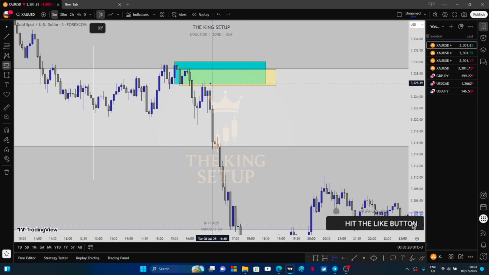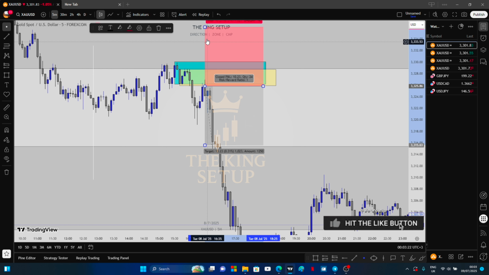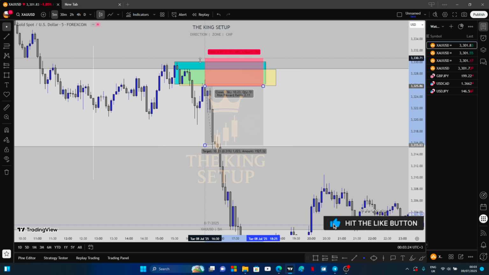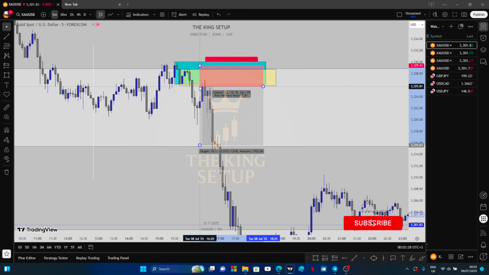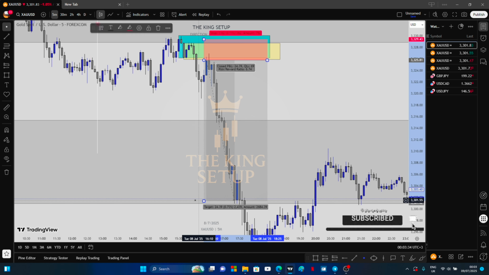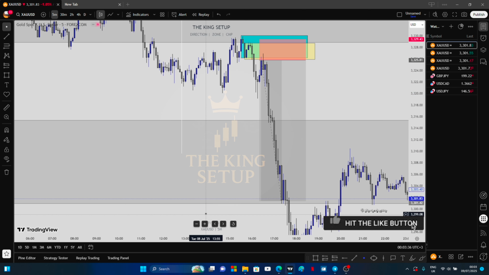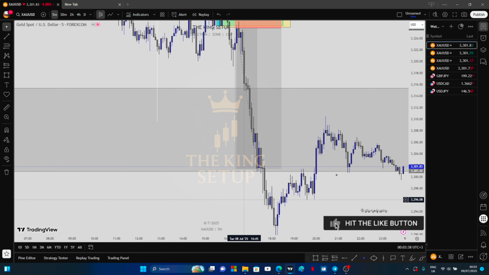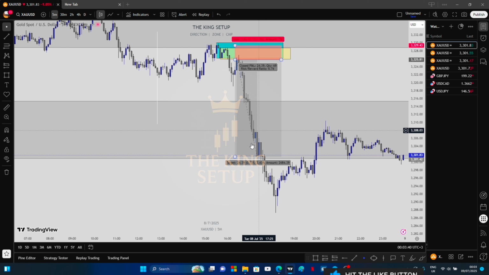Then this was the entry that we took. Stop loss was above the M5 engulfing sell. Then we did hold up to this zone, waiting for the M30 to create an engulfing sell. Sorry, engulfing buy, so that we can close our trades.